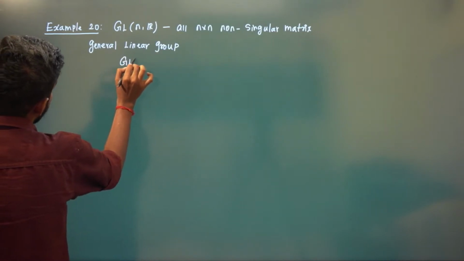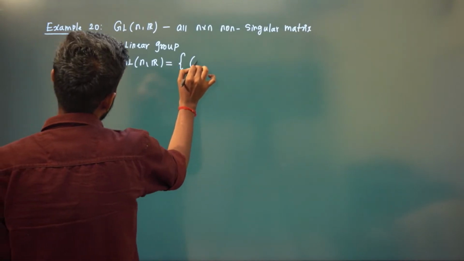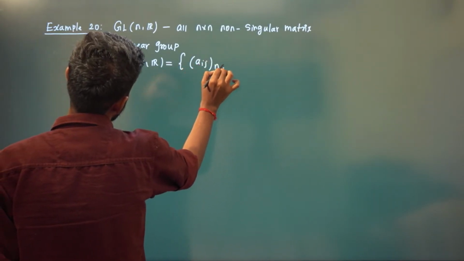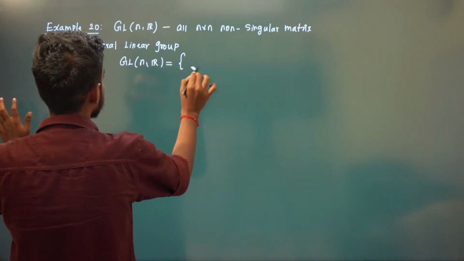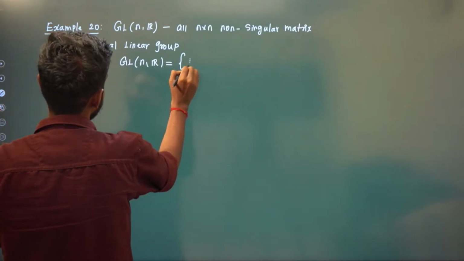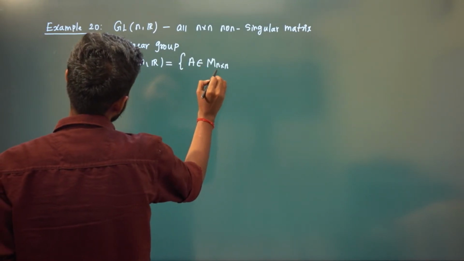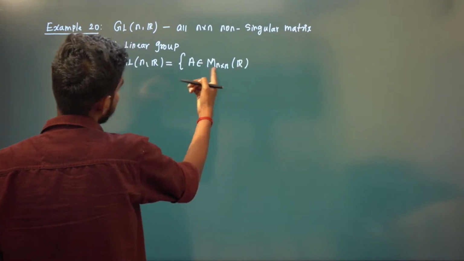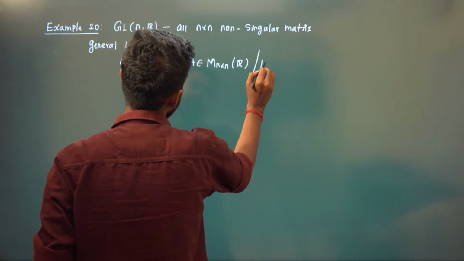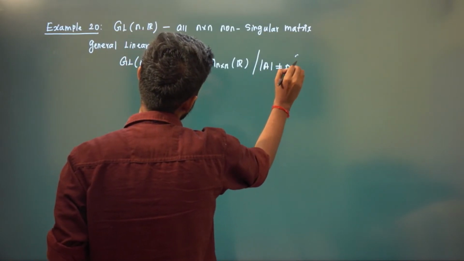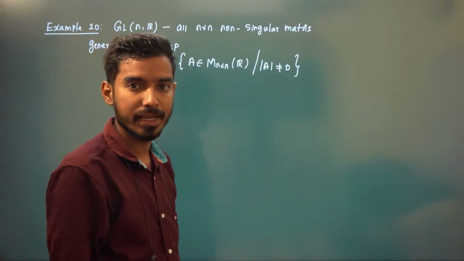If I write this in mathematical terms, it consists of all those A in the set of n cross n matrices over the real numbers, this being the notation for the set of all n by n matrices over real numbers, such that determinant of A is not equal to 0. So you collect all those n cross n matrices whose determinant is non-zero. This is called GL(n, R).